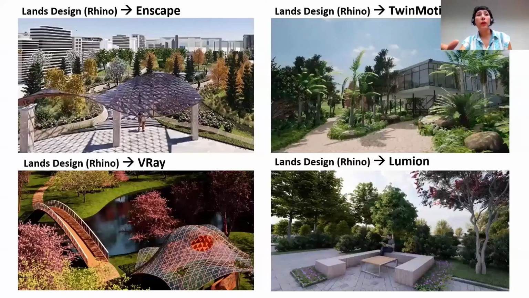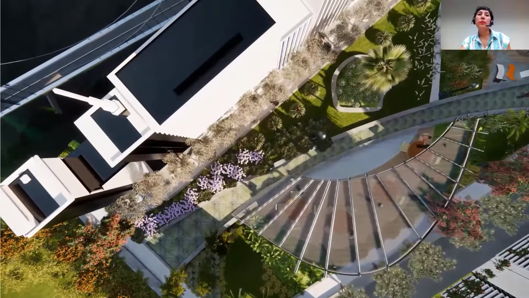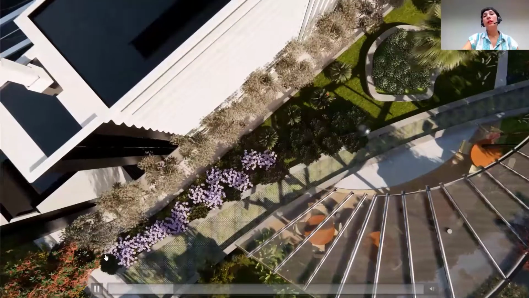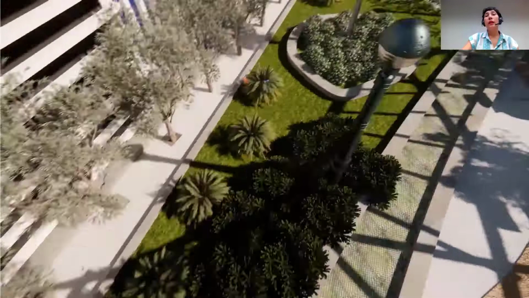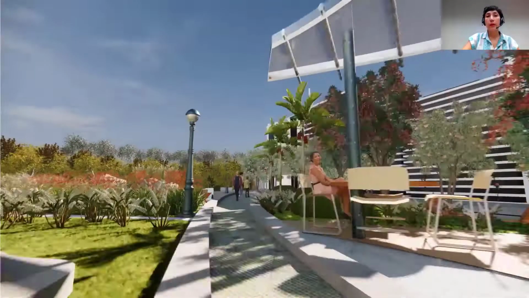And then if you apply any other rendering engine like Enscape, Twinmotion, V-Ray, or Lumion, you also get many interesting results. So these are totally compatible. And well, also you can create animations by applying a rendering engine, like in this example. The project is modeled by Lands Design in Rhino, and then the rendering is made by using Enscape in this example.